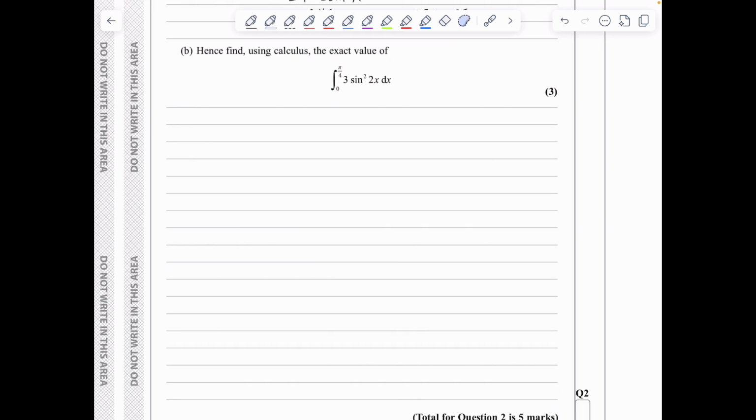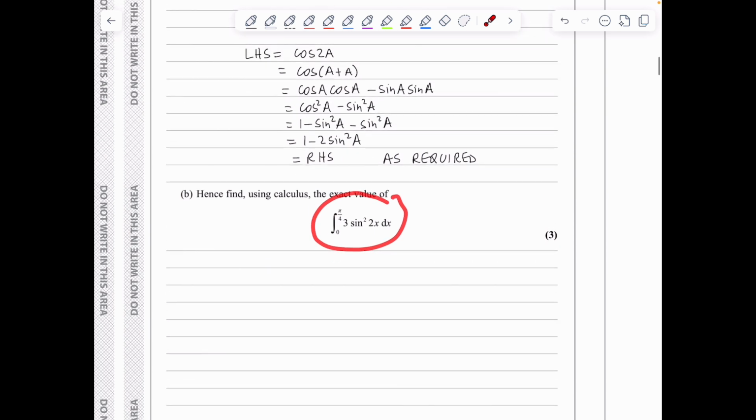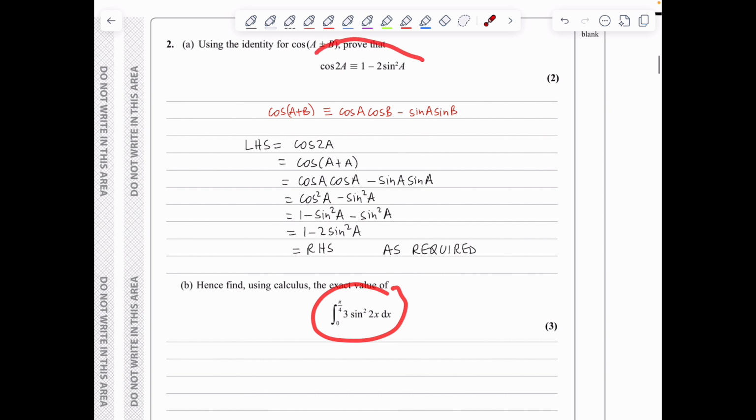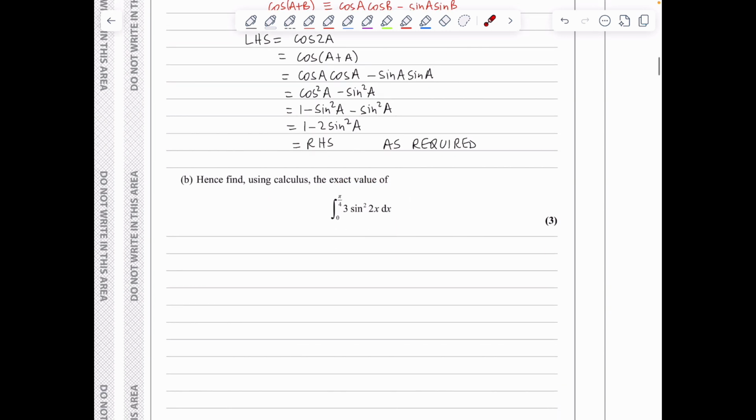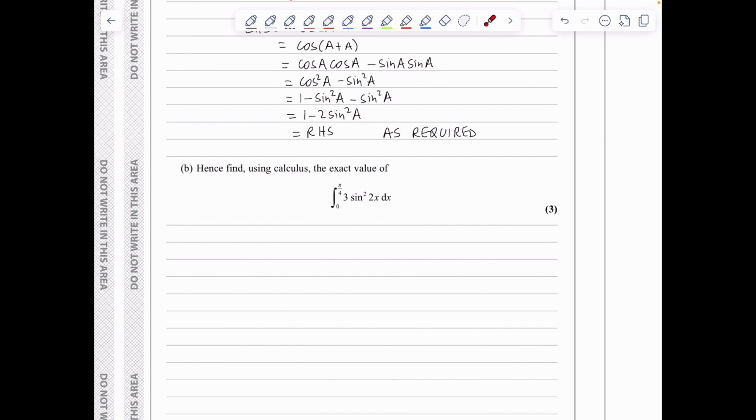In part B, it says hence find, using calculus, the exact value of the integral of 3 sin squared 2x dx from 0 to pi over 4. So I will start by using the double angle formula we have established here. The cos 2A is 1 minus 2 sin squared A, but for sin squared 2x, so we can say that cos 4x is 1 minus 2 sin squared 2x.